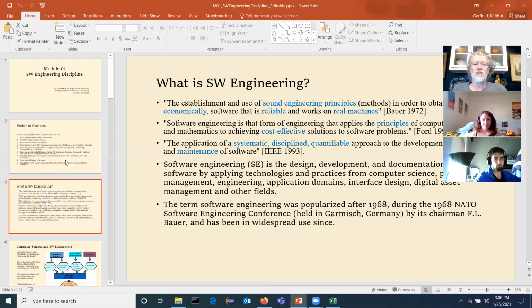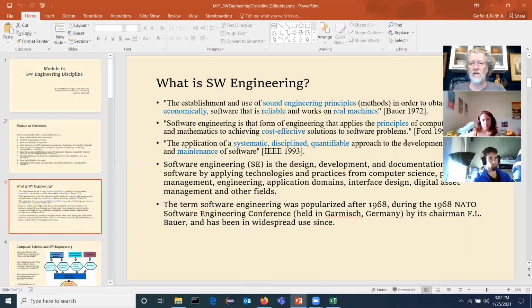So what is software engineering? Notice what keeps showing up in these top 3 definitions. Sound engineering principles: economic, reliable, works on real machines. The second one, principles of computation and mathematics to achieve cost-effective solutions. And then the third one, systematic, disciplined, quantifiable approach to delivery and maintenance of software.